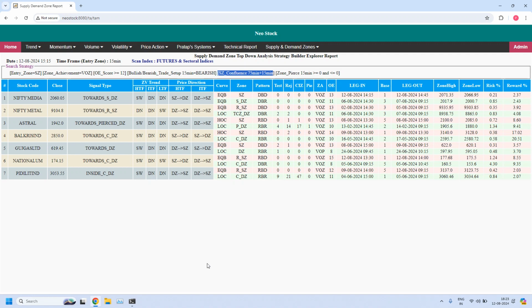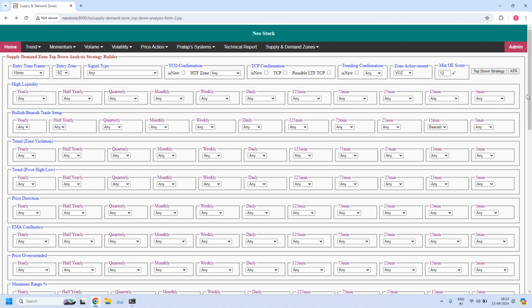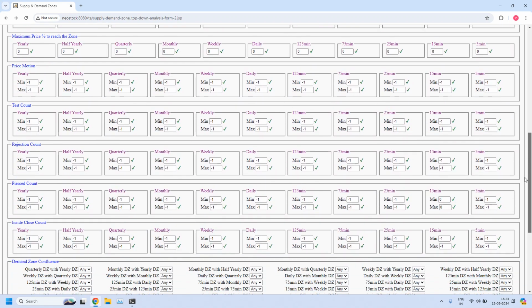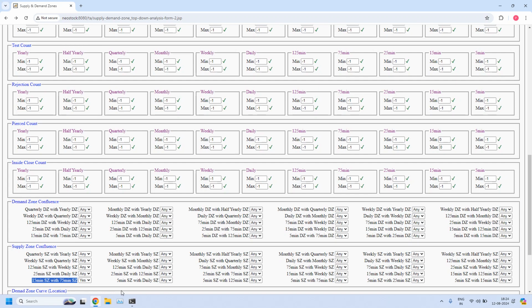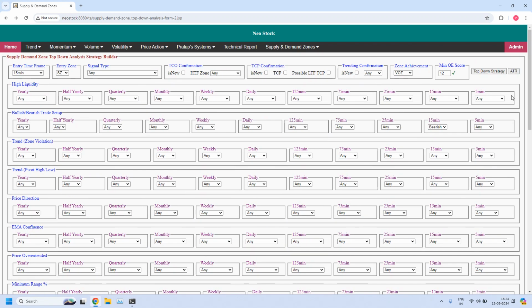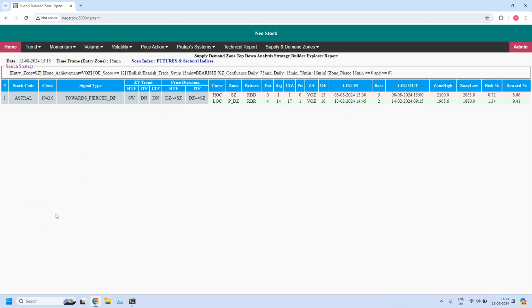Now let us also verify out of the 7 how many are having confluence with even HTF time frame. HTF is daily, for daily income trade. So in supply zone confluence, 15 minute supply zone with 75 minute supply zone, 15 minute supply zone with the daily supply zone we are enabling, and also 75 minute supply zone with the daily supply zone also we enabled. Now LTF, ITF, HTF, all the 3 time frame zone confluence, only one stock is currently supporting. So this is the one supply zone confluence.